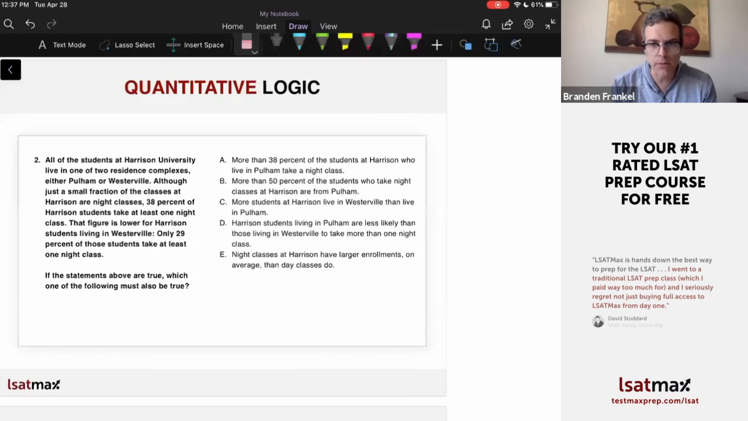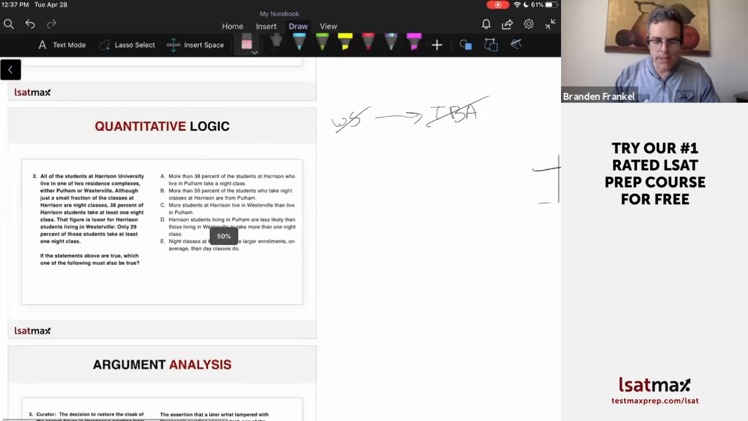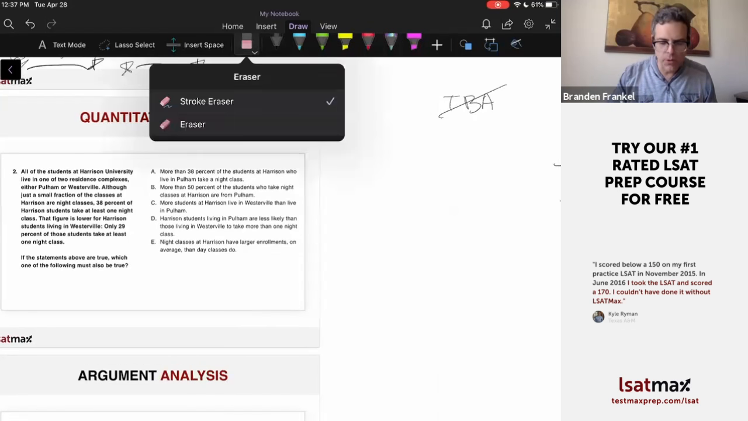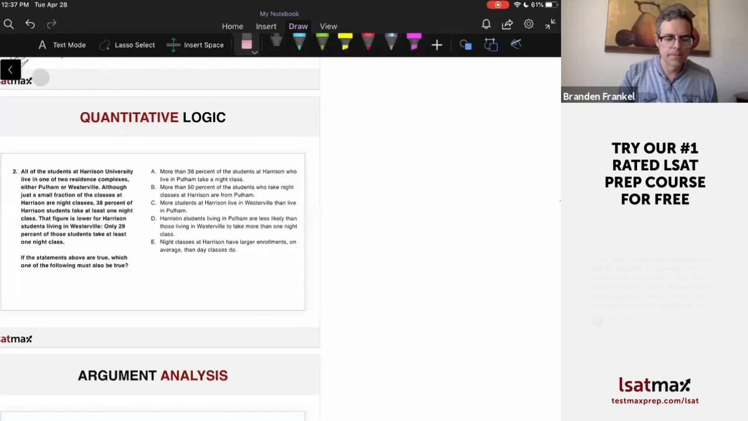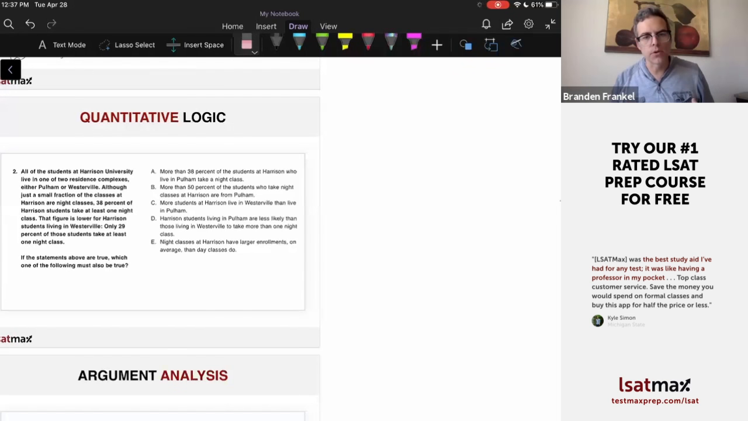Once we are the master of the information that we have, we can figure out what information that guarantees. So when I do these quantitative logic problems, especially if I'm doing them at home and doing my homework, and I have plenty of time, I will give myself some round numbers to work with because that makes it a lot easier to figure out what's going on. So we have Harrison University.